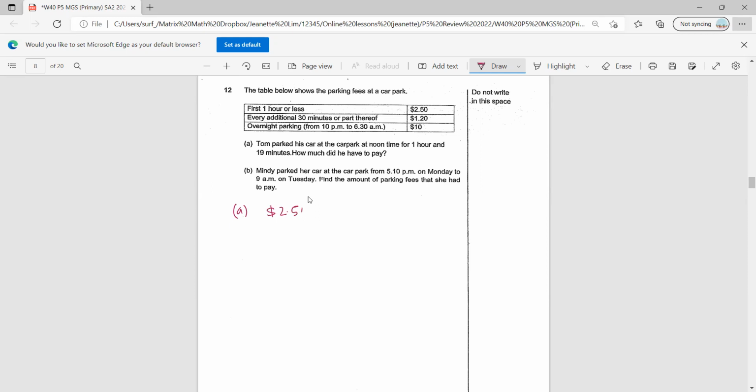Okay, then A is just this. First hour plus the 19 minutes, which we have to count as 30 minutes. So 120. Okay, let's look at B. So she parked from 5:10 p.m. on Monday to 9 a.m. Tuesday. Teacher, your plus looks like times. Oh, yeah. Okay, Monday, 5:10 p.m., Tuesday, 9 a.m. Okay, first hour is until 6:10.